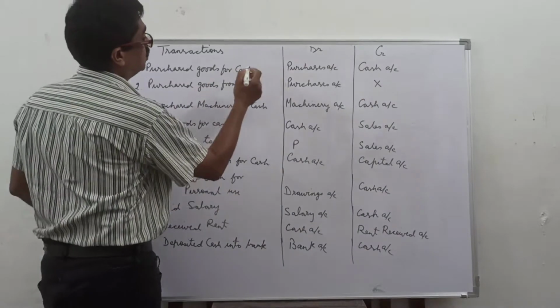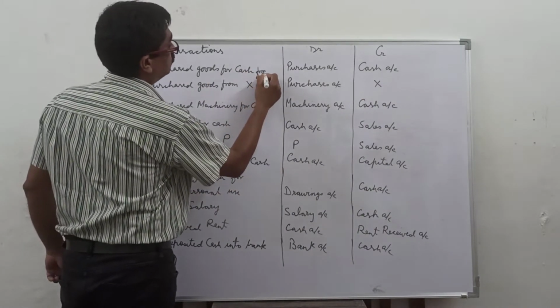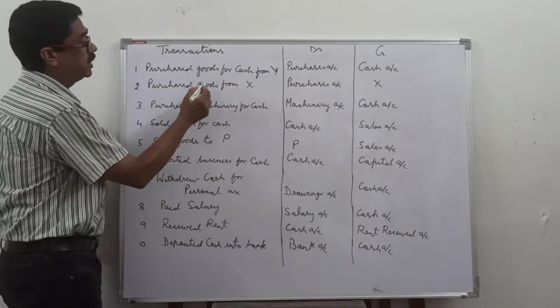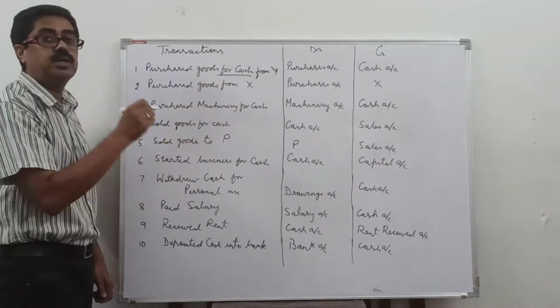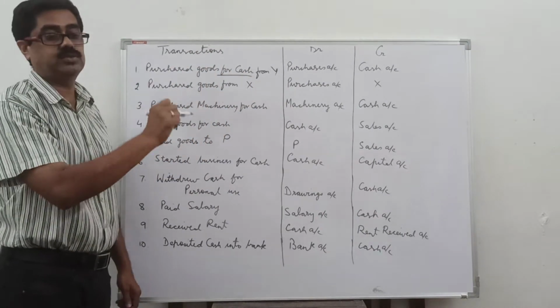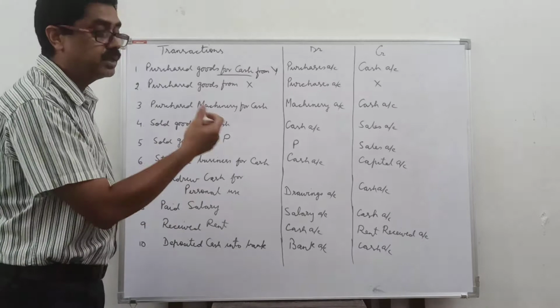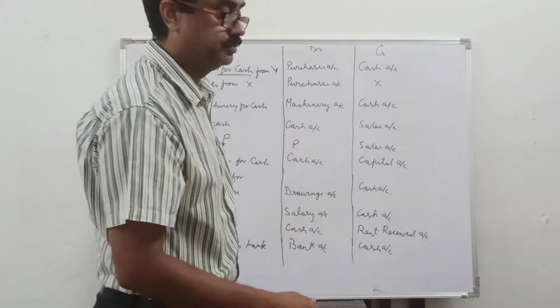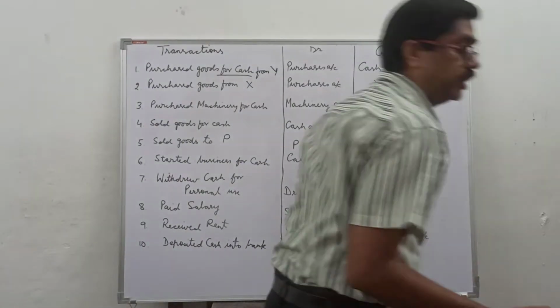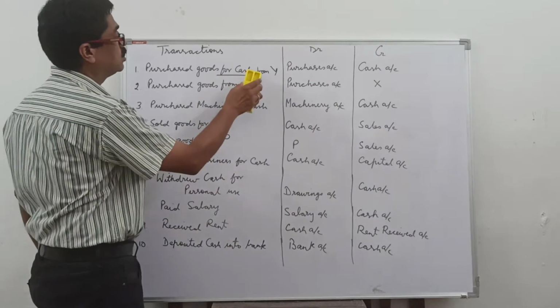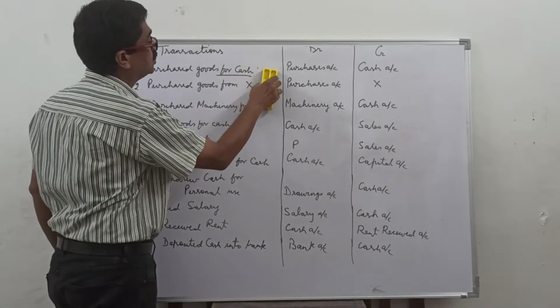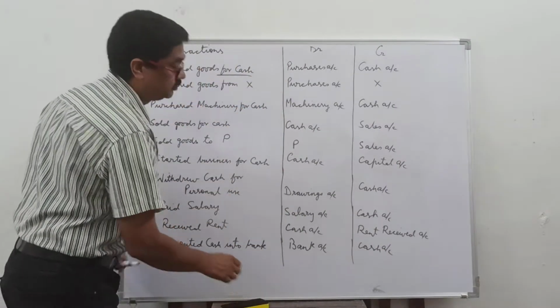Now in this question, even if the name was given, suppose I add in this purchase goods for cash from Y, but the word for cash is given, it means it is a cash transaction. And if the name of the supplier is not given, but the word cash is given, it also means cash transaction.